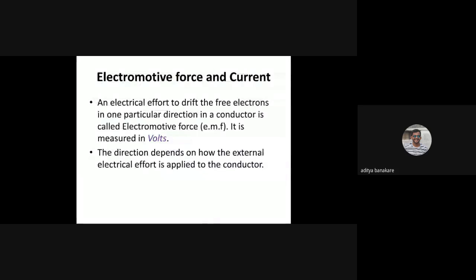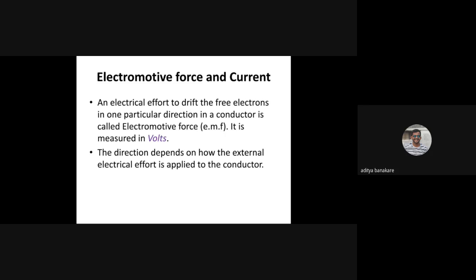No, ma'am. Because I am starting with very basic things. Hope you have already studied this. Still, I want to be clear on the basic concepts. Okay, so this is the origin of electric current.